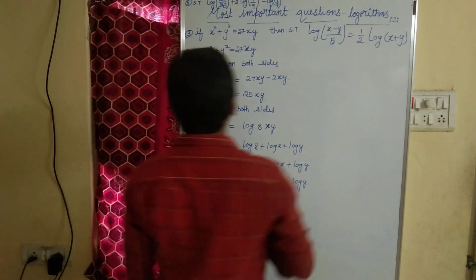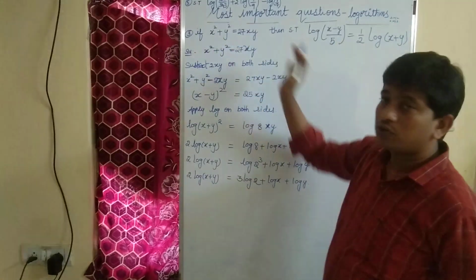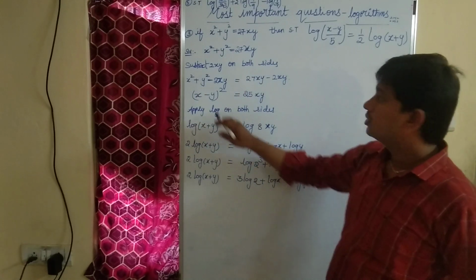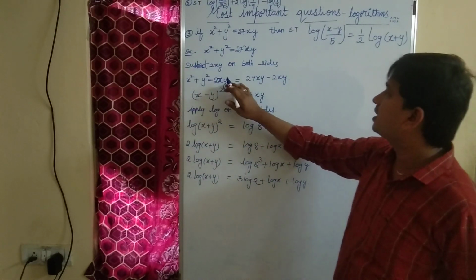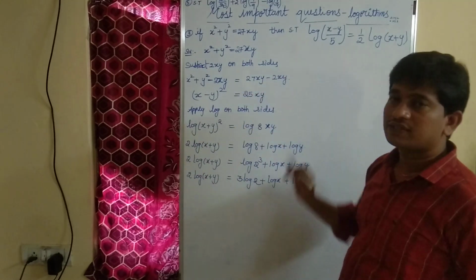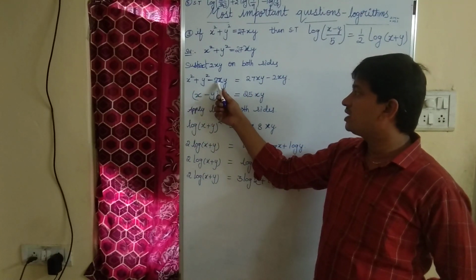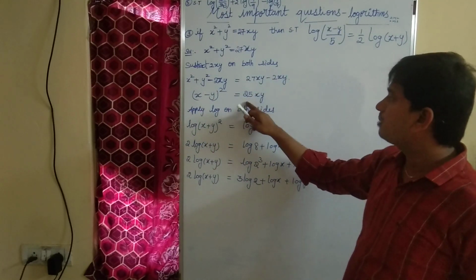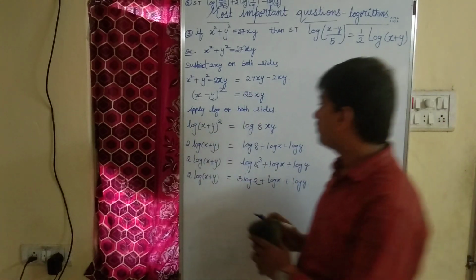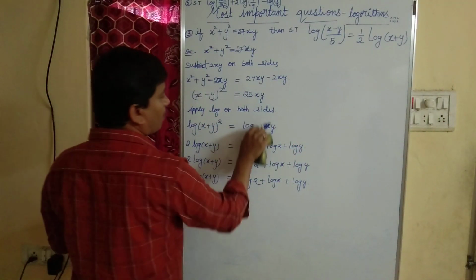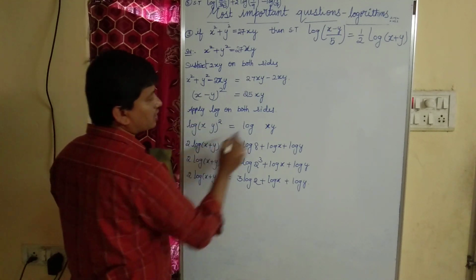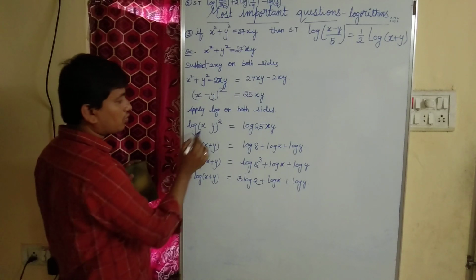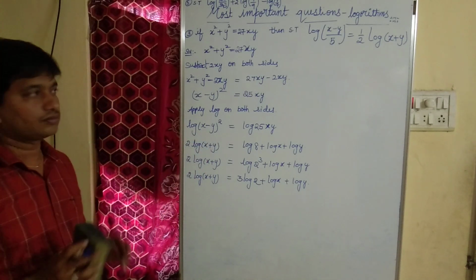Children, did you understand? Given x square plus y square equals 27xy, what we did? We subtracted 2xy on both sides. So x square plus y square minus 2xy equals 27xy minus 2xy. That is, (x minus y) whole square equals 25xy. Again apply log on both sides. I mean, log of (x minus y) whole square equals log of 25xy.